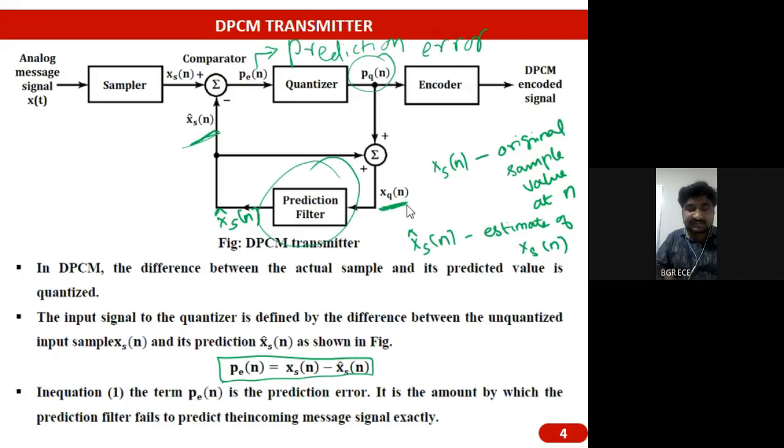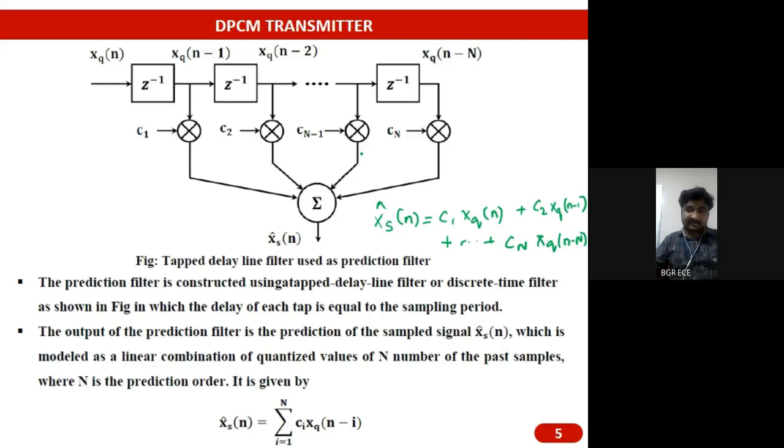The input of the prediction filter is xq of n, and this xq of n is nothing but the sum of the quantized value of the prediction error and the predicted value of the current sample. Hence, this estimate xs cap of n is determined by the summation of i equal to 1 to n of Ci xq of n minus i. So it is taking the prediction by means of forward linear prediction.